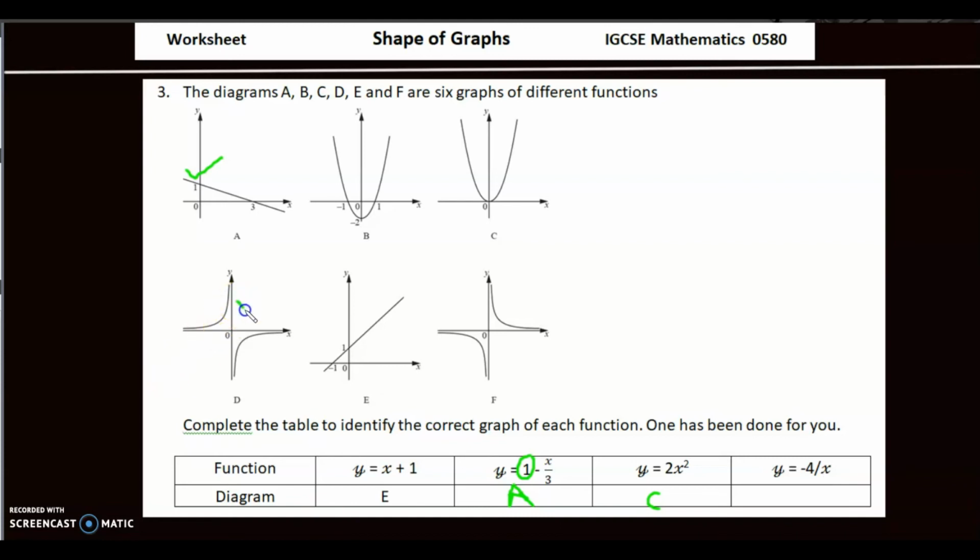So that's either this or this. So which one is it? It says y equals minus 4 upon x, which means when x is a positive number, the answer should be negative. And when x is a negative number, the answer should be positive, because minus in the numerator and minus in the denominator will cancel out. So here's the graph for this. So the answer would be D. When x is positive, y should be negative, and when x is negative, y should be positive.